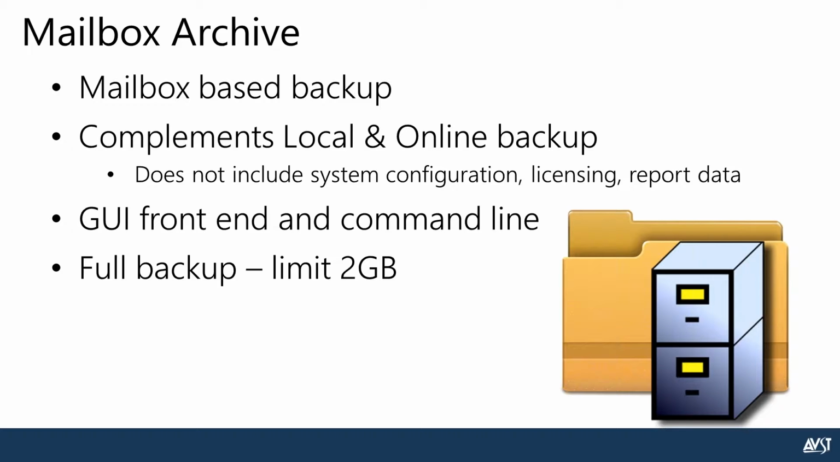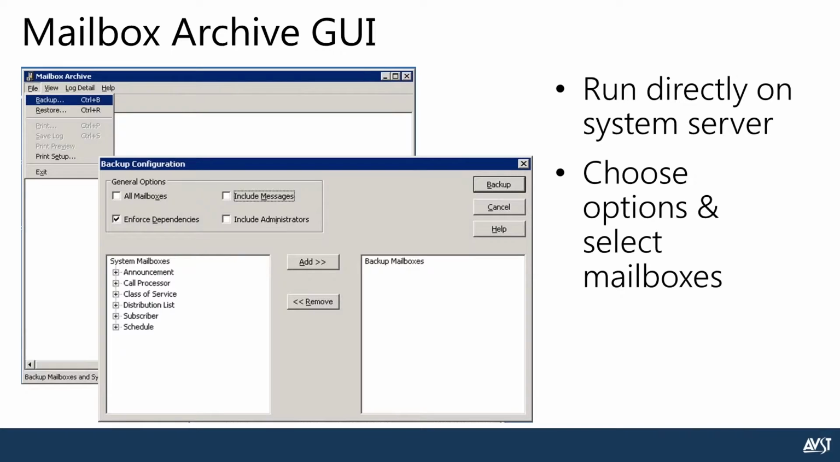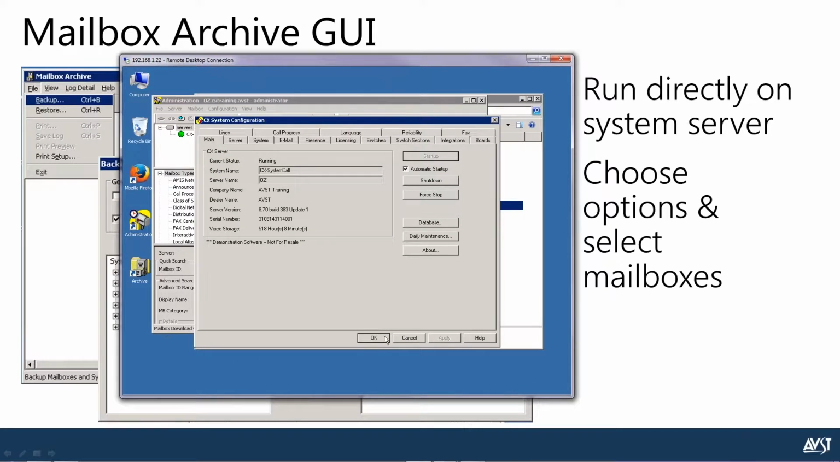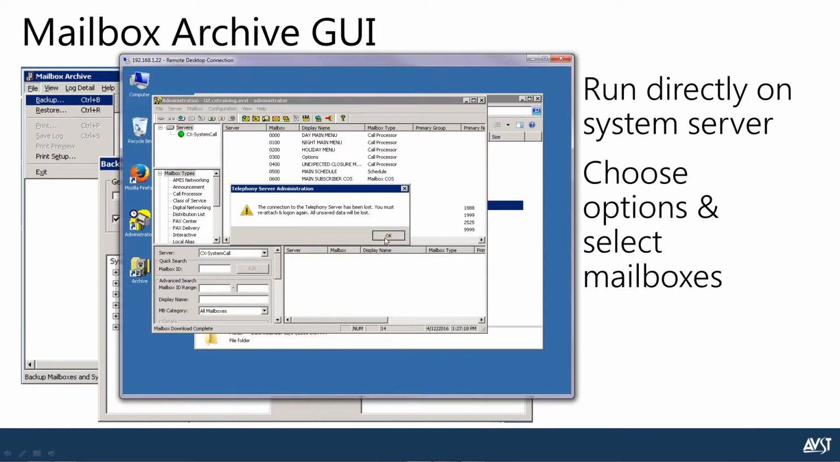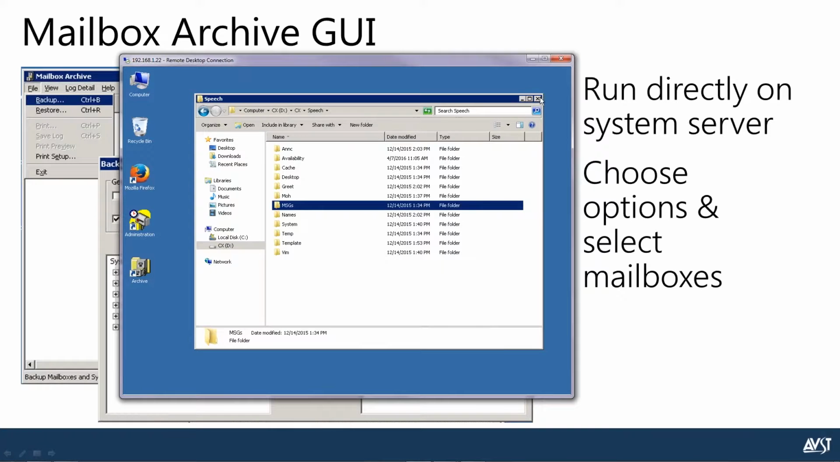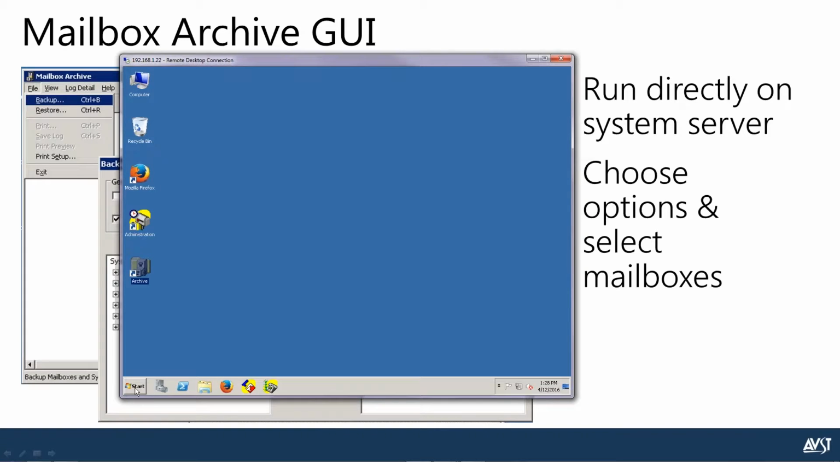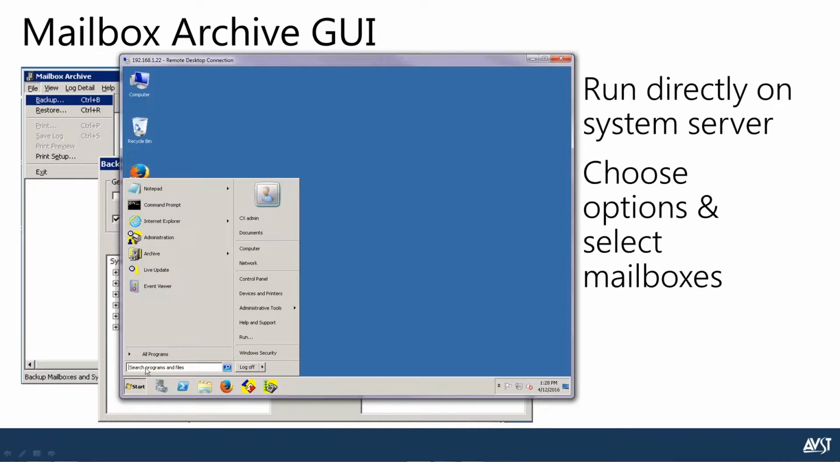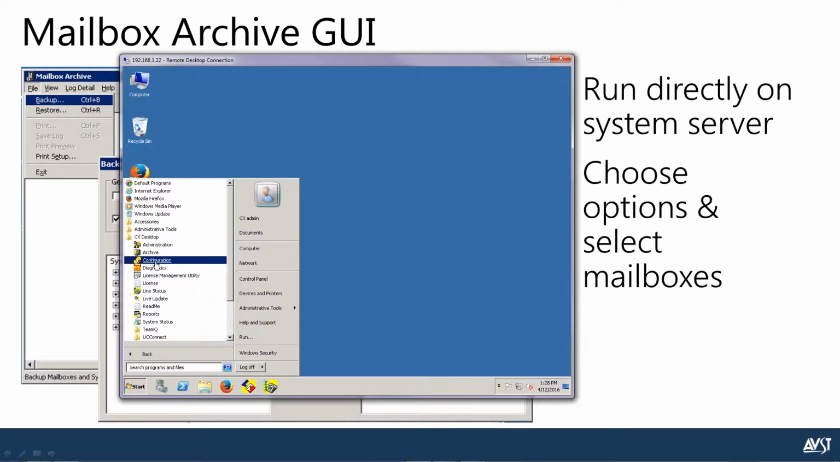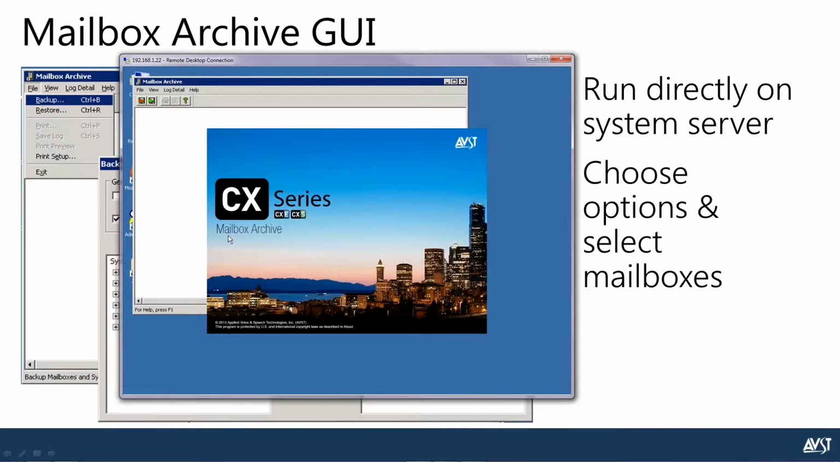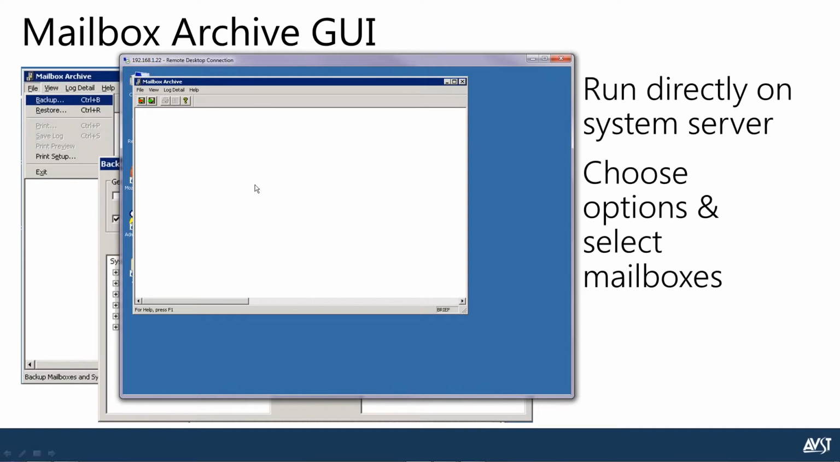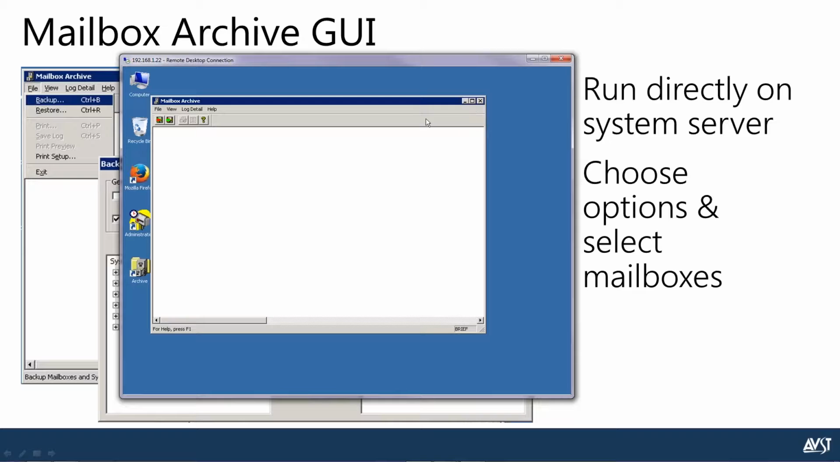So the solution to that is a tool called Mailbox Archive. All this does is basically back up your mailboxes and everything that has to do with the mailbox. It complements our existing daily maintenance type backups in that you can put things back piece by piece rather than have to do an all or nothing type of thing. It's got a really easy to use interface, and it also runs at least the backup part of it from a command line. It will do a full backup with messages, names, and greetings for your mailboxes, but it does have a limitation of 2 gigabytes.